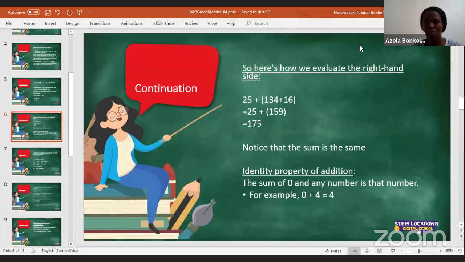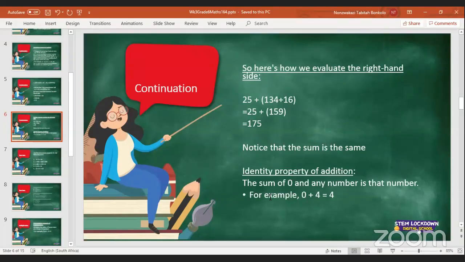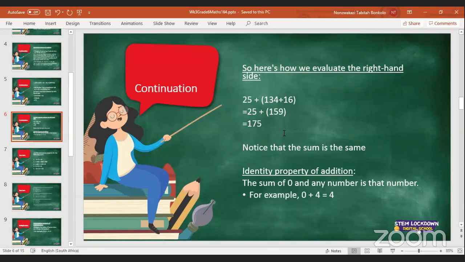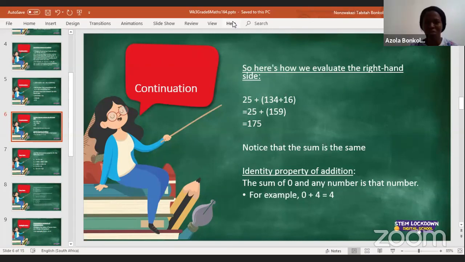Okay, Tsepang, I see you have your hand up first, so you can give us the answer. Yes, ma'am. With 0, I think it means the answer will always be 0, ma'am. Okay, so Tsepang says he thinks that the answer will always be 0. Remember, Tsepang, we are dealing with addition, not multiplication.